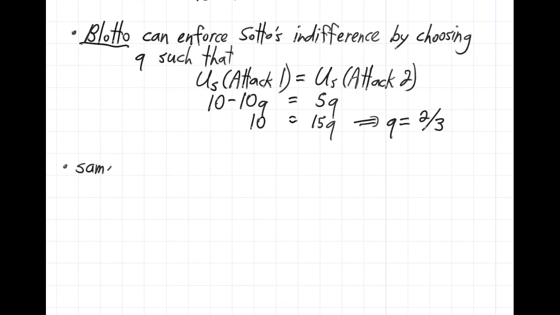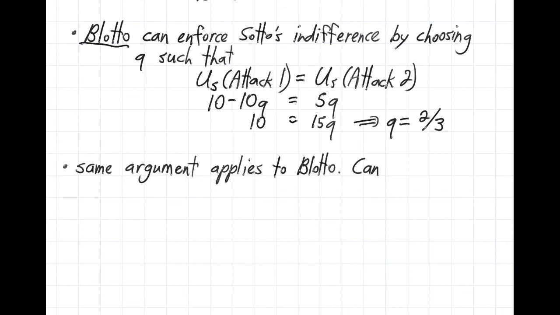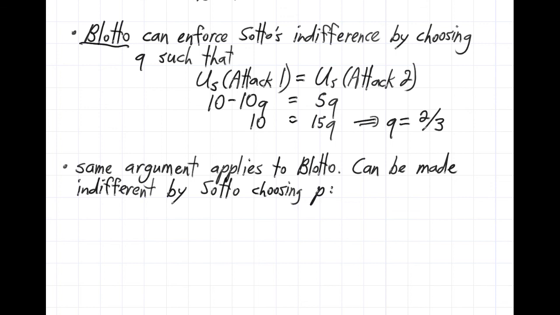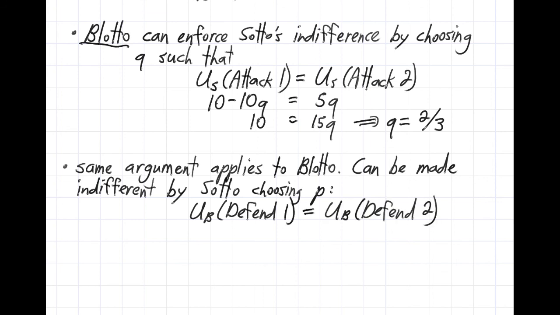And the same argument applies to Blotto. He can be made indifferent by Sotto choosing a particular value of P. So the utilities for Blotto for his two choices are, let's see, defending city 1. If that's equal to the expected utility of Blotto for defending city 2, then Blotto is indifferent and has no way to choose between these two options. And those utilities are 5P minus 5, and on the other side, minus 10P. So we see that 15P is equal to 5, or P is equal to 1/3.